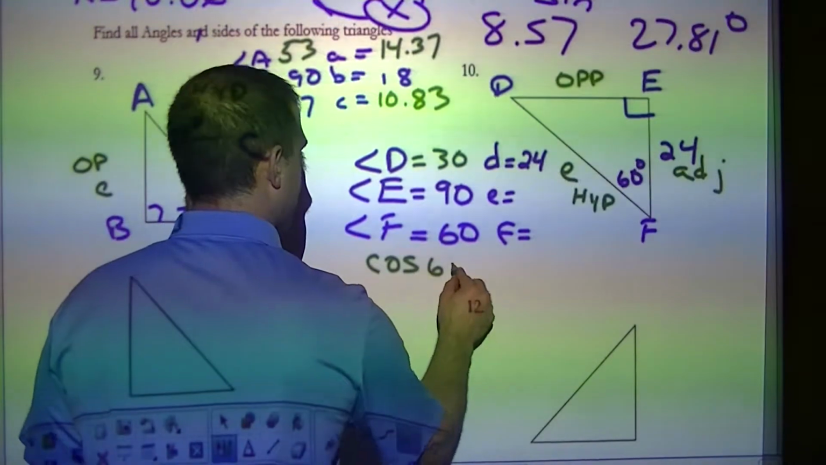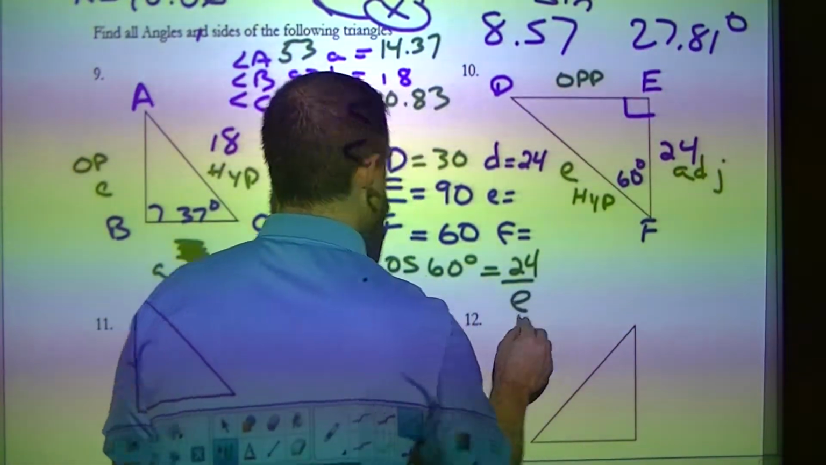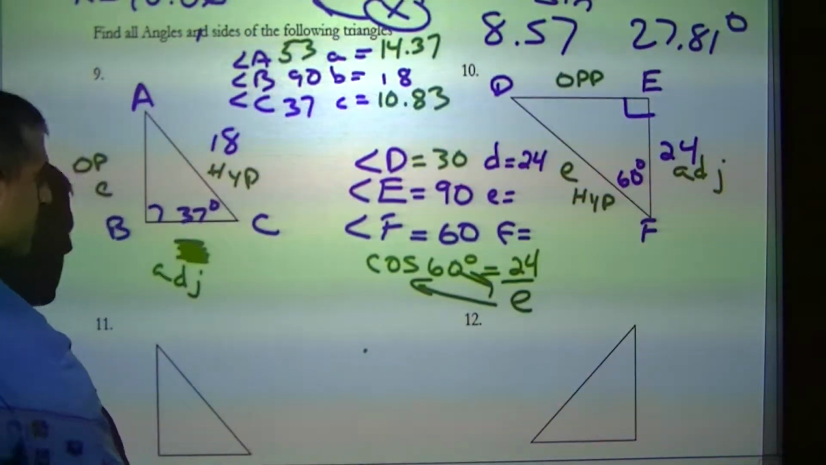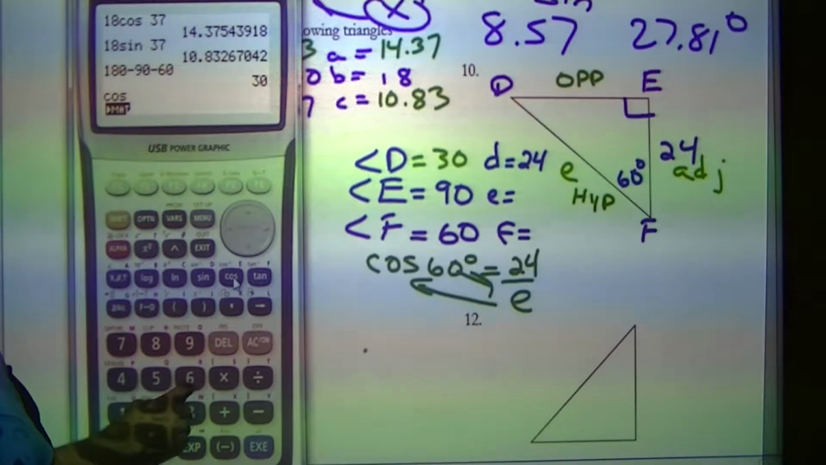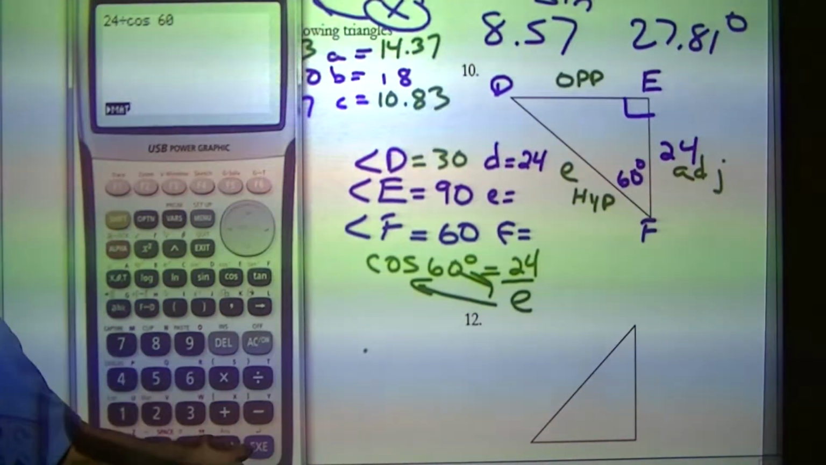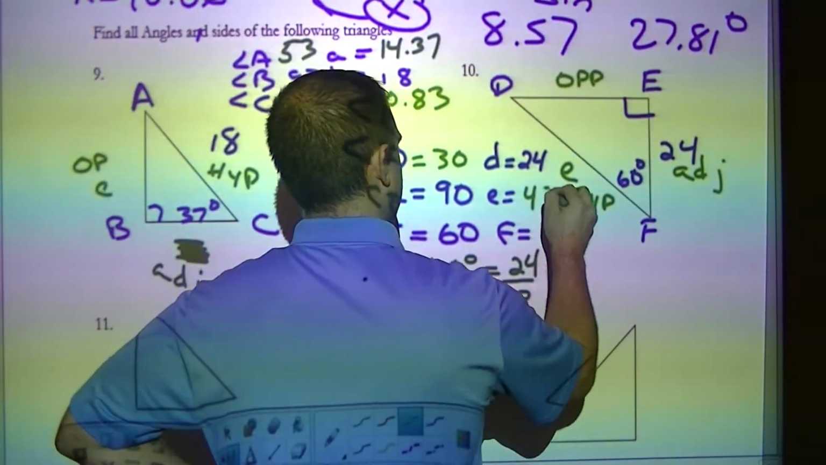So cosine is 60 degrees, all right? The adjacent was 24, the opposite was e. To solve these, I'm switching spots with both of those. So what that's going to be is e equals 24 divided by the cosine of 60 degrees. I got 48, okay? So little e is going to be 48.